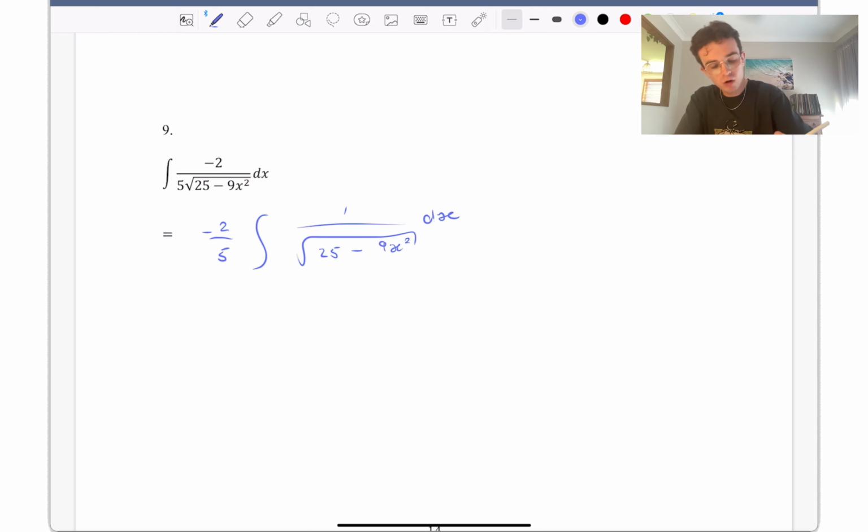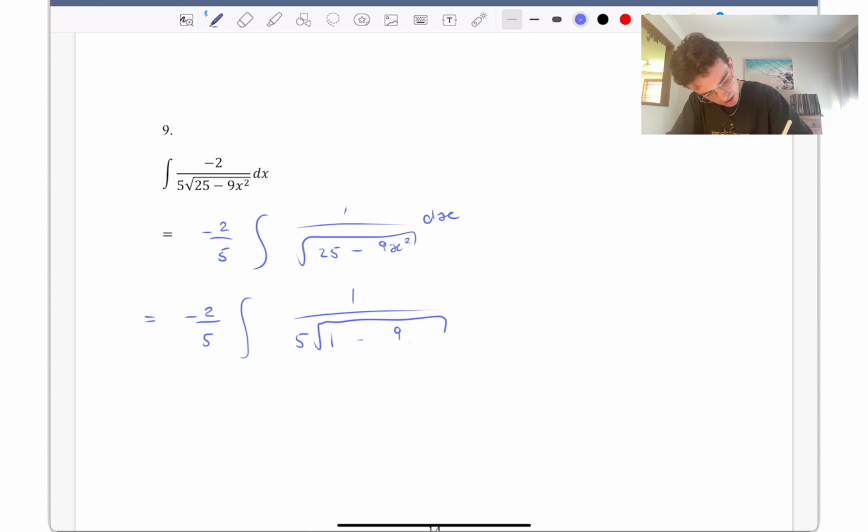Right, our form tells us we want a 1 here, so let's divide everything by 25. Now we can also at the same time take out a factor of 5, because if you take out 25 from the brackets, square root 25, you get 5. So this is equal to minus 2 on 5 times the integral of 1 over 5, the square root of 1 minus 9 on 25 x squared.